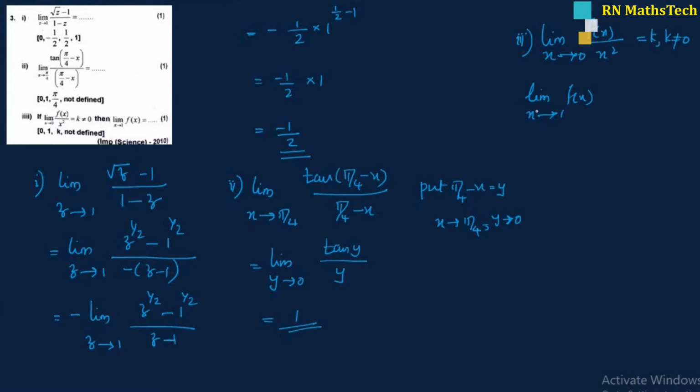So limit x tends to 1 of f of x: when x tends to 0, the limit of this function is not defined. Then limit x tends to 1 of f of x is not defined. Okay.